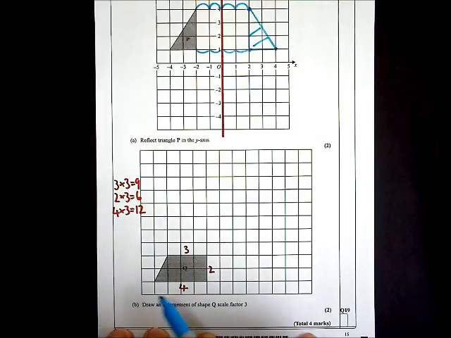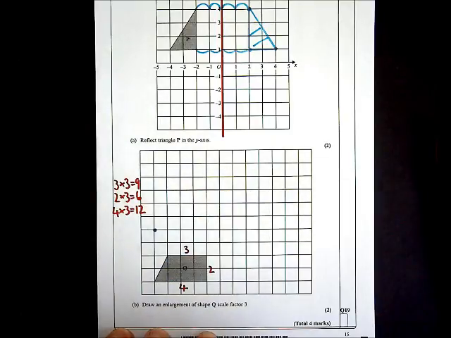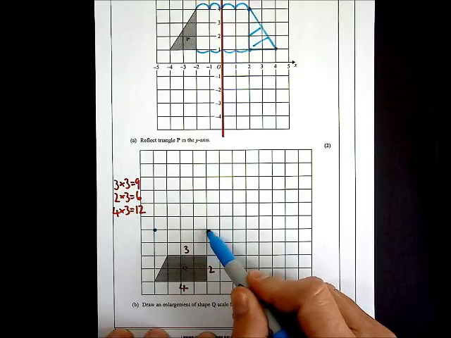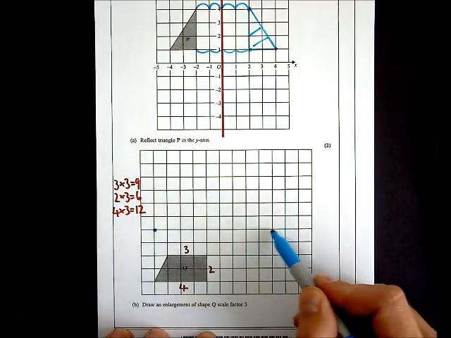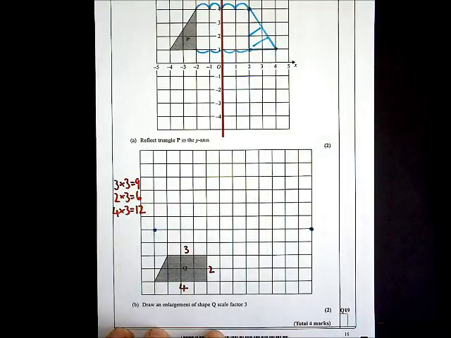So I know that the bottom needs to be 12, so I'm going to mark a space over here where I've got plenty of space to the right of it, and I need to count 12 squares along. So 1, 2, 3, 4, 5, 6, 7, 8, 9, 10, 11, 12. And that's where the corner of the shape is now going to be.